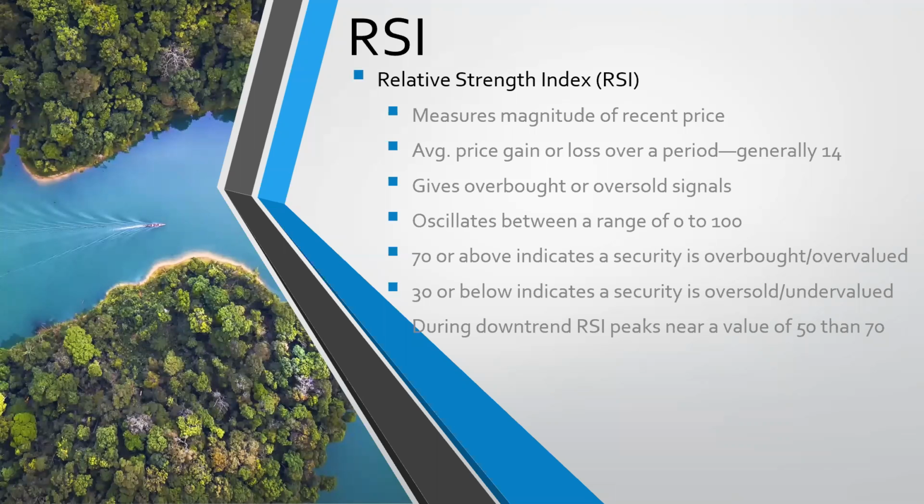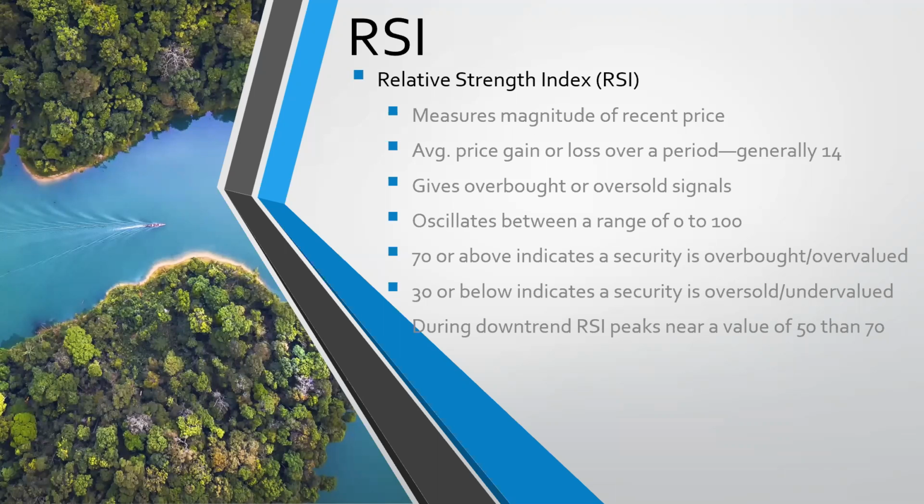It's not like a relative strength, but like how a specific category is moving against the whole index itself. It measures the magnitude of recent price average gain or loss over a period, generally 14. It gives overbought or oversold signals. Most people consider it a momentum oscillating indicator. It's an oscillator, not a moving average. It just basically oscillates between 0 and 100.